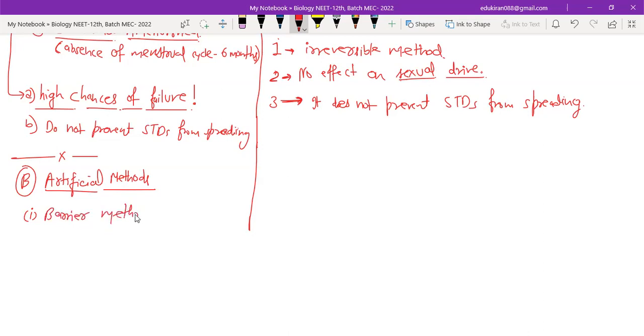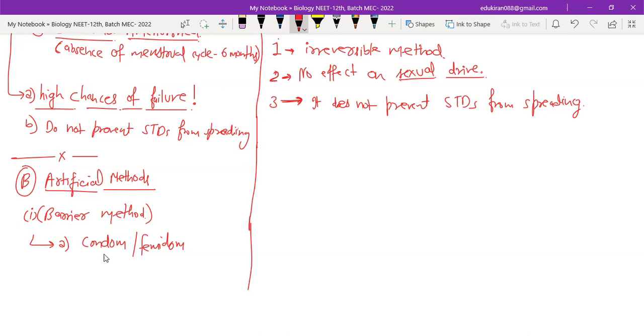Now the whole concept of this method is to put a barrier between sperms and the ovum. And in this barrier method, the first thing is the use of a condom, called contraceptions, or a femidom. Femidom is nothing but a female condom. And condoms are rubber or latex sheaths, very thin rubber or latex sheaths that act as a barrier between the ovum and the sperm. So write down.